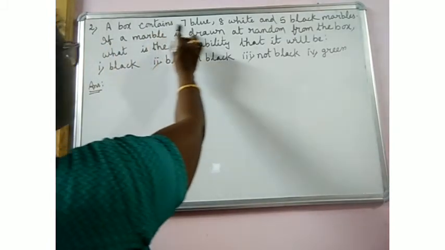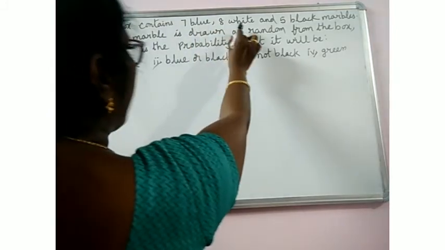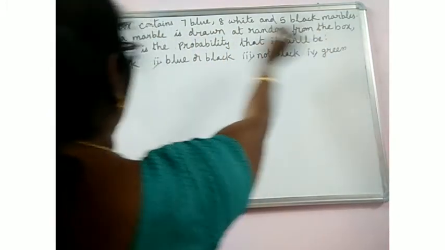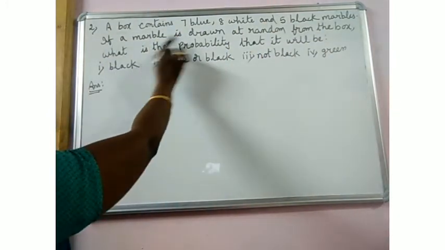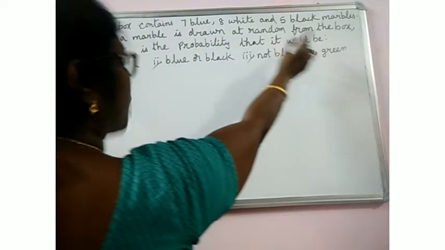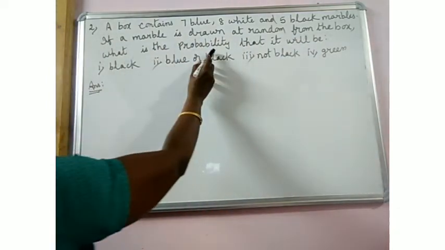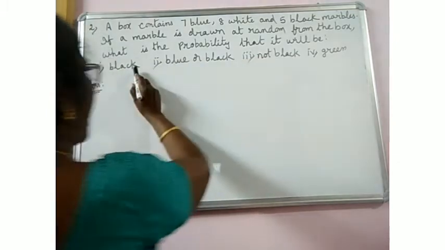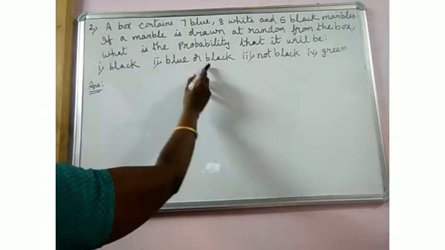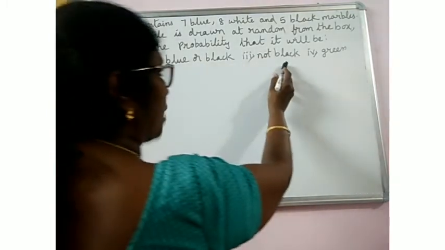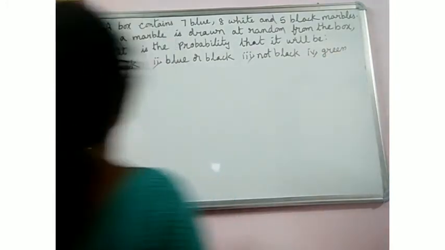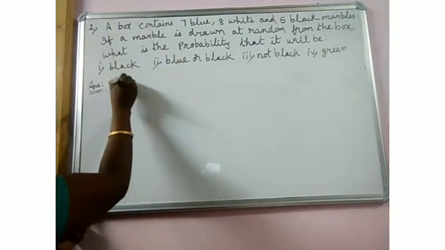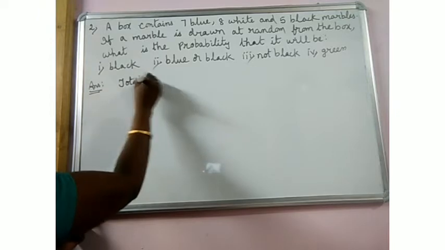Your second question is this. A box contains 7 blue, 8 white and 5 black marbles. If a marble is drawn at random from the box, what is the probability that it will be black? Second one, blue or black. Third one, not black. Fourth one, green.